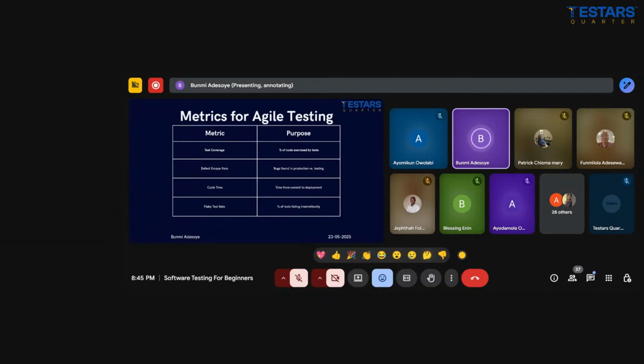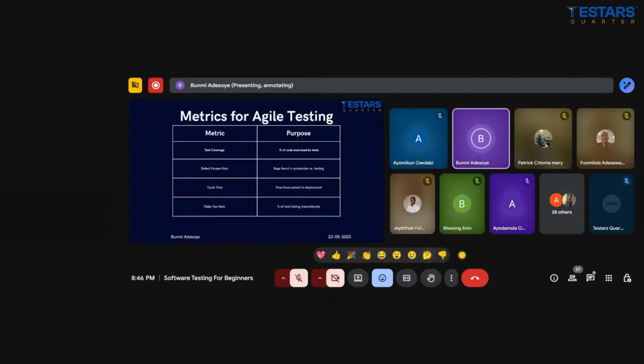We also have the cycle time. Cycle time means the time it takes from the first commit to when the project is being deployed to production. So we need to measure that time so that we can keep track of what we are working on or what we are achieving per time, so that we don't just give an open-ended specification on our project. Then we have flaky test rate.